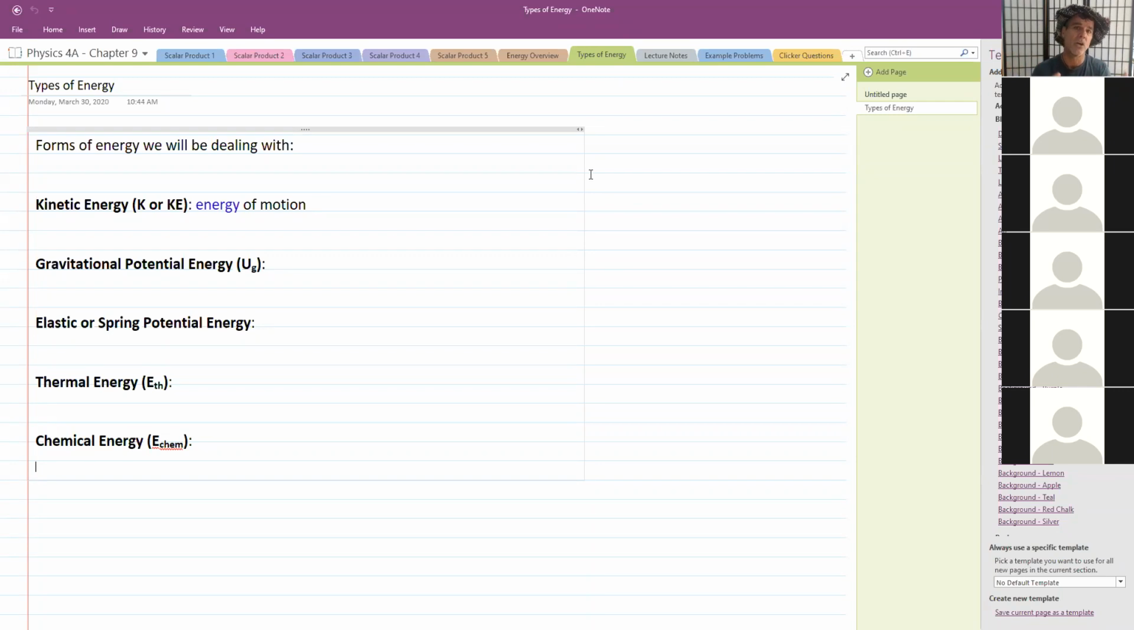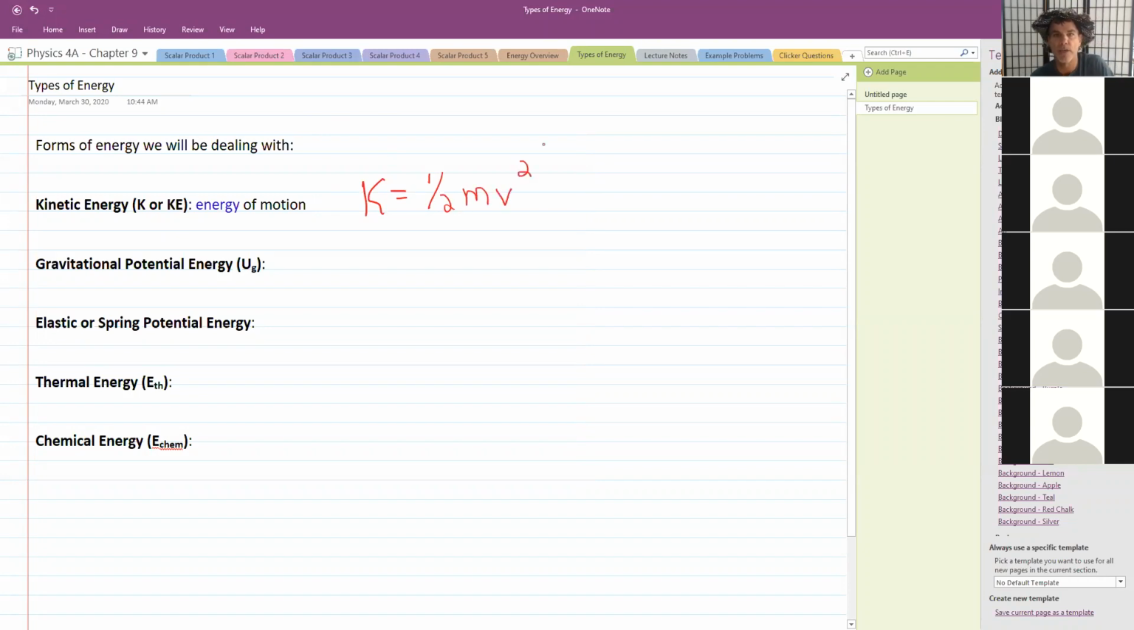So let me talk about the specific forms of energy, and then preview the equations that we're using for them. Any moving object has energy. We call that energy kinetic energy, and it's the energy of motion. The equation for kinetic energy that we'll get to is kinetic energy equals 1/2 the mass of the object times the speed of the object squared.